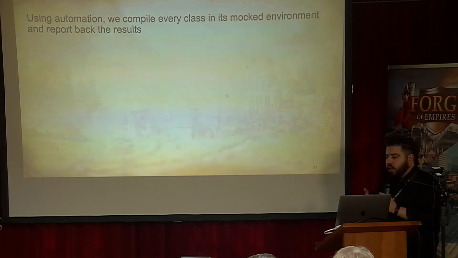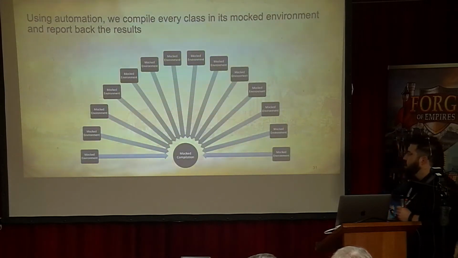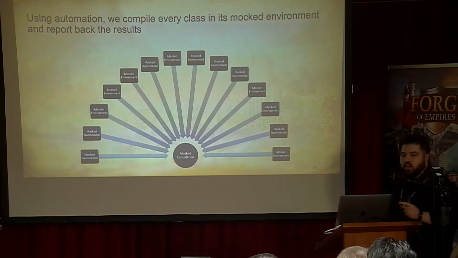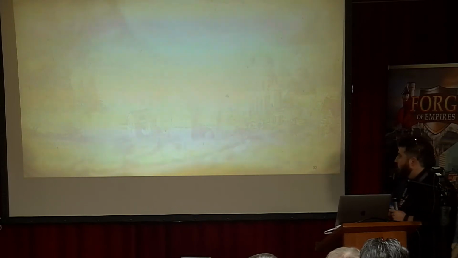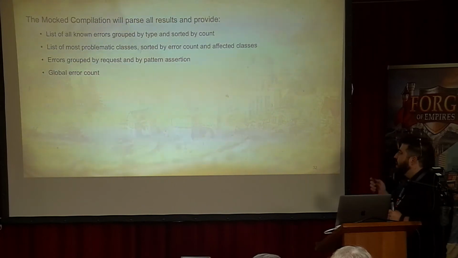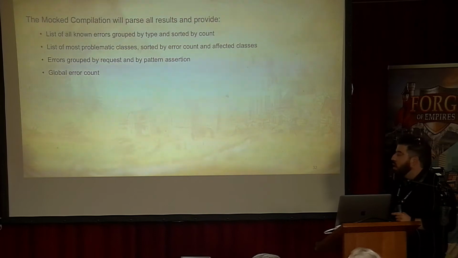If we pick that single thing of compiling in isolation, use automation and take it to the extreme, you get something like this. So you basically have all classes being compiled in isolation, and these results will then go into a central system that will compile all the reports. And with this, we'll be able to access things like a list of all errors. They'll be grouped by type, and they'll be sorted by count as well.